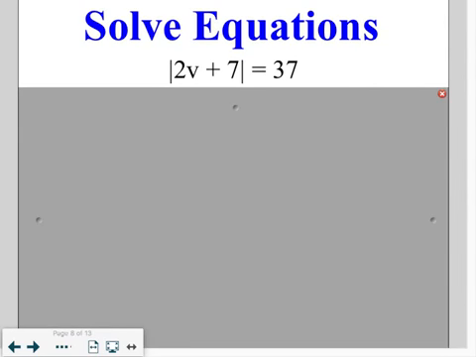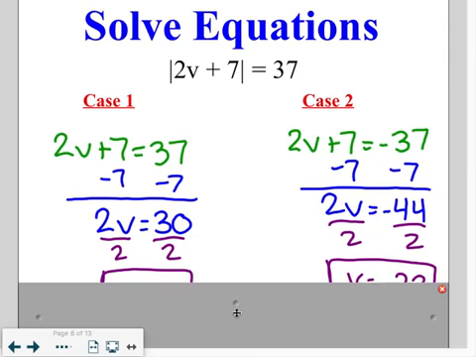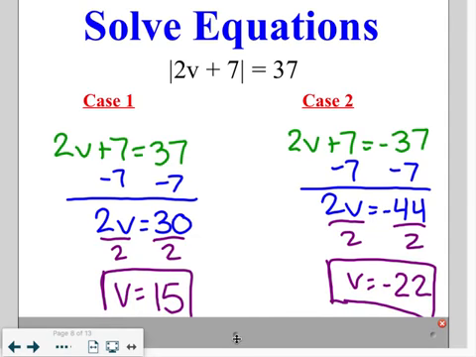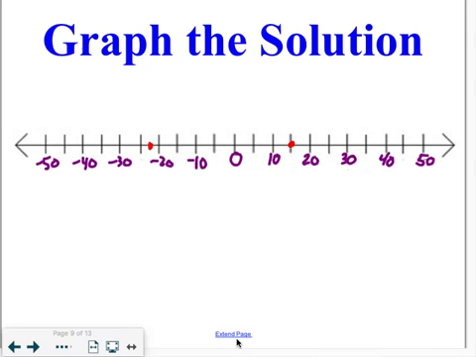Go ahead and solve this problem using case 1 and case 2. So you should have gotten your first answer to be 15 and your second answer to be negative 22. If you have questions about how we got there, please let me know when you get to class. The graph of this particular problem would look as follows. Our first answer is at 15, that's the answer on the right, and the one on the left is at negative 22.